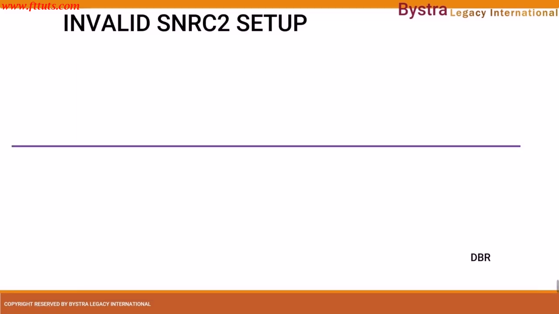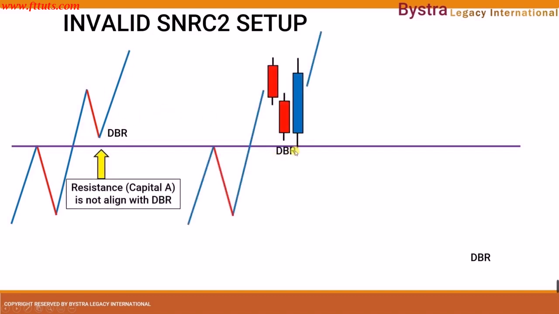So here I'm going to show you also some of the invalid SNRC2 setup. So let's have a look here. So this is the drop base rally. As you can see, the drop base rally in this case is not aligned with the capital letter A. Okay, if you move to the line chart, it will look like this. However, if you go to the candlestick chart, you can see that the shadow has touched this one.